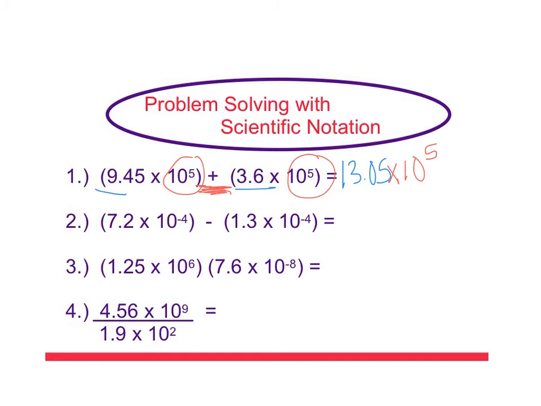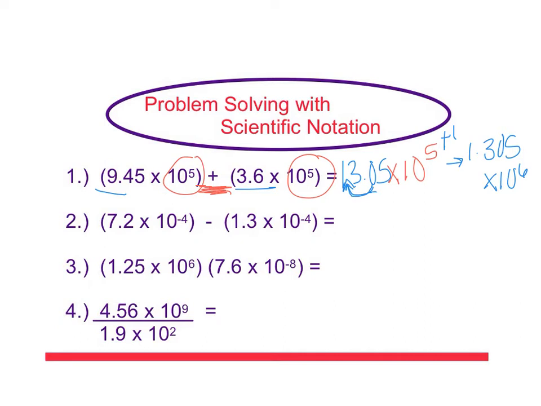We're going to have to change 13.05 to 1.305. And we move the decimal point back one place. So we're going to add to the exponent that already exists. We now have 1.305 times 10 to the 6th power. Again, why did we increase the exponent? Because 13.05 is greater than 10. So we move the decimal point back one more time, and we increase the exponent by 1.